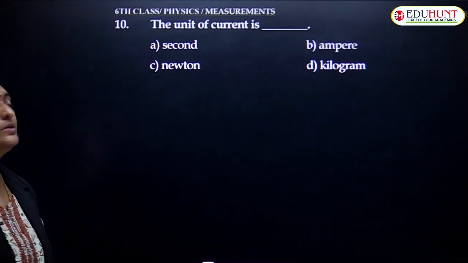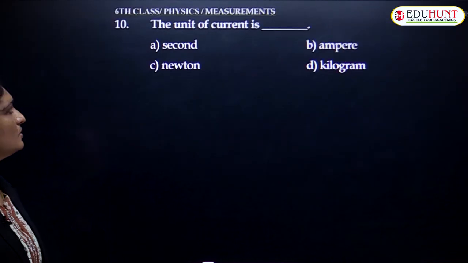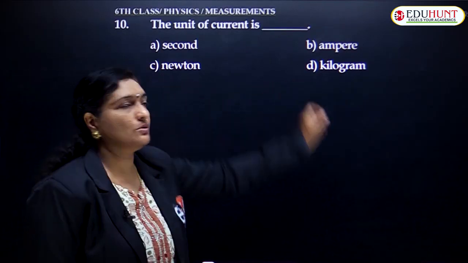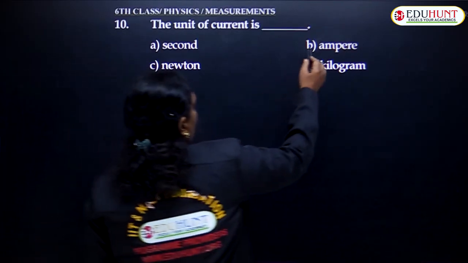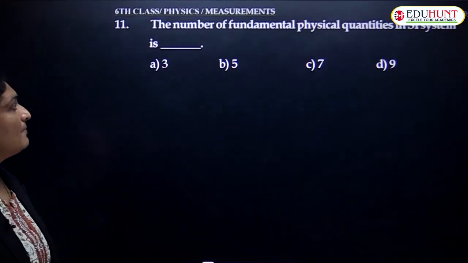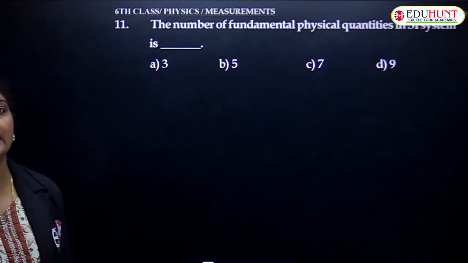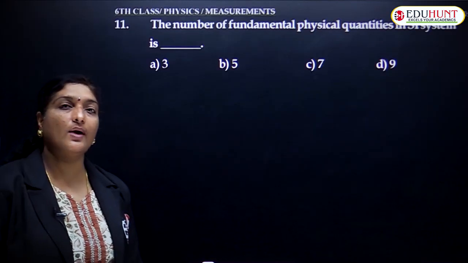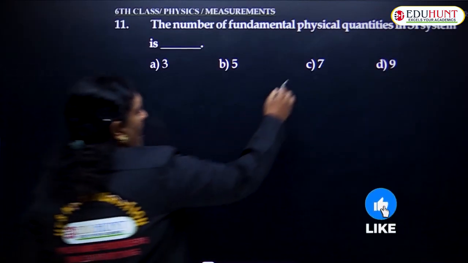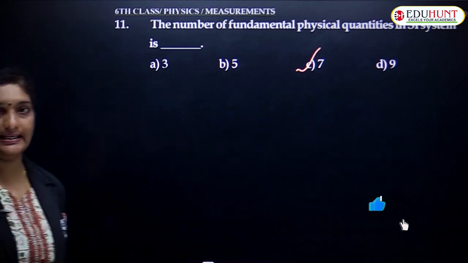Moving ahead, the unit of current is, so second is the unit of time, Newton is the unit of force, kilogram is the unit of mass. Hence, for current, the unit is ampere. Next, the number of fundamental physical quantities in SI system. Children, how many fundamental quantities are there? There are 7 fundamental quantities, and hence the answer would be option number C.